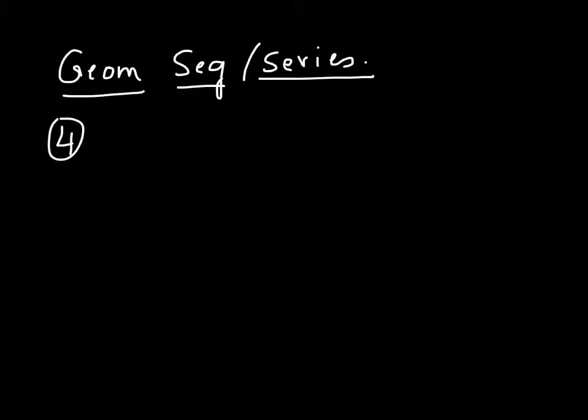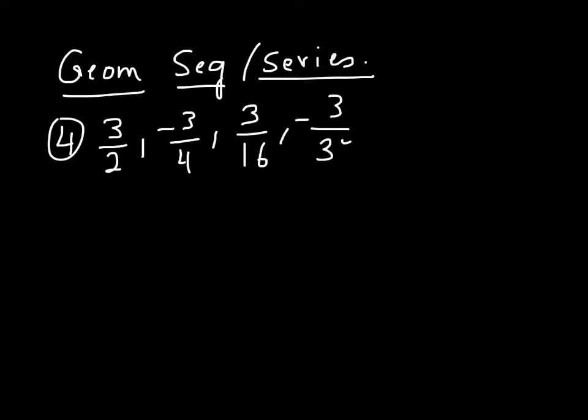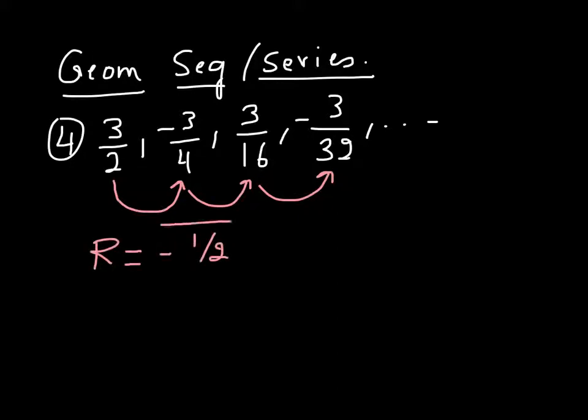The sequence starts with 3 over 2, and then we have negative 3 fourths, then positive 3 sixteenths, negative 3 over 32. As you can tell from this sequence, we are looking for a common ratio. What did you multiply from here to here, or from here to here? It has to be the same common ratio. This common ratio, which we're going to call r, is negative 1/2.